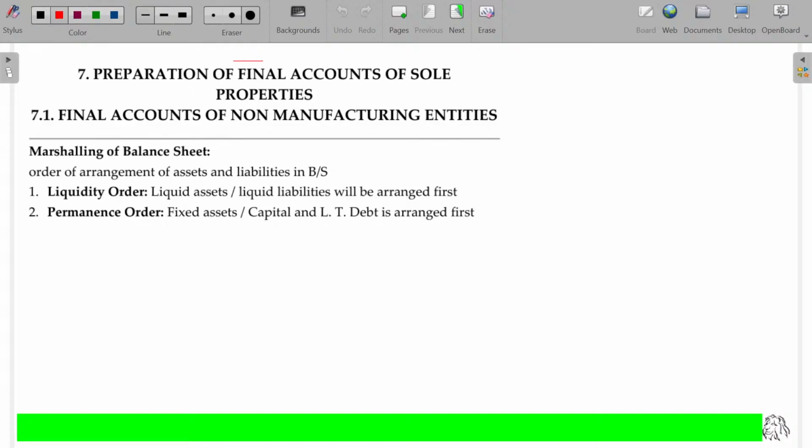Final accounts. In this class, I am going to guide you on what components there are in final accounts, then how we can prepare them and what items will come in each and every component.